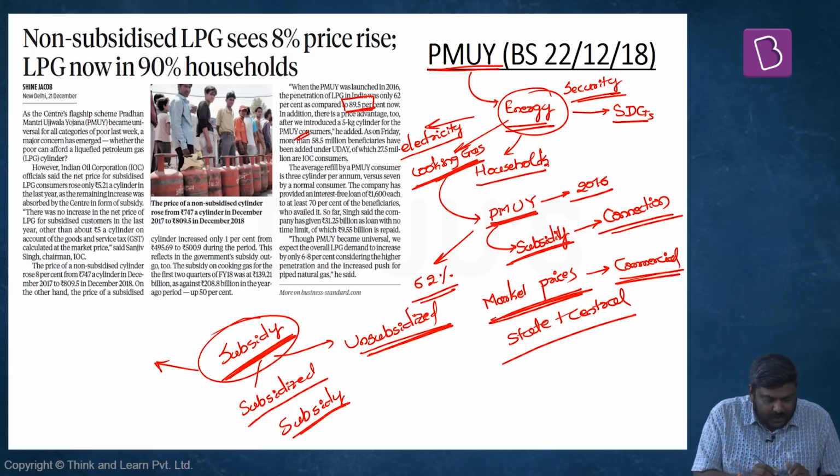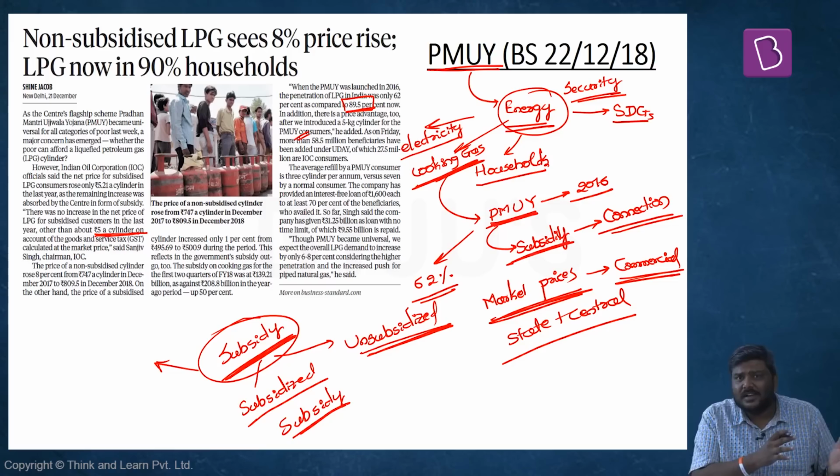For example, the numbers which have been given are here. In case of subsidized cylinders, the price paid by the beneficiary has increased by just 5 rupees a cylinder in the last 1 year, whereas whatever excess cost is related to this kind of cylinder is borne by the Government of India. In simple terms, the subsidy is given by the Government of India.